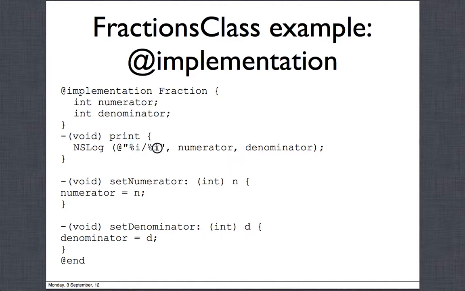And the way you do it here is exactly the same as you did in C. You say, I'm going to have an integer and another integer, and then you put those integers after a comma in the same order. And we're using the same NSLog function to put this thing on the screen. And two functions that are identical to set those two numbers. So we're taking an integer n and we're saying the numerator should be equal to n. And do the same for denominator, and here's the end.